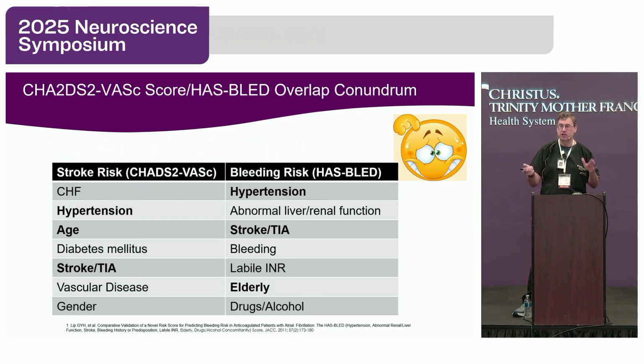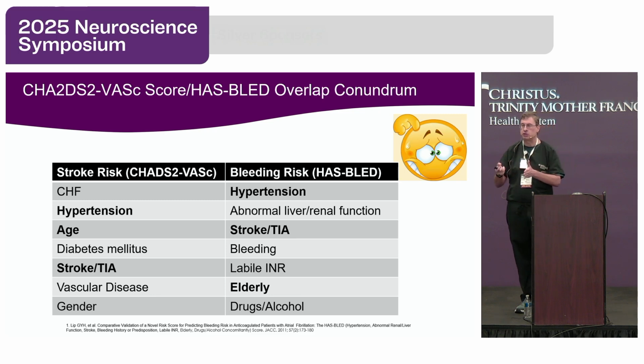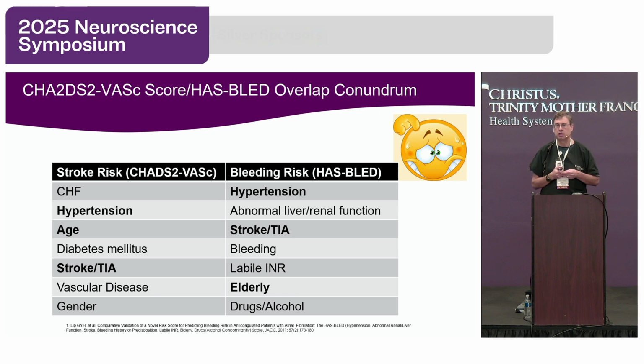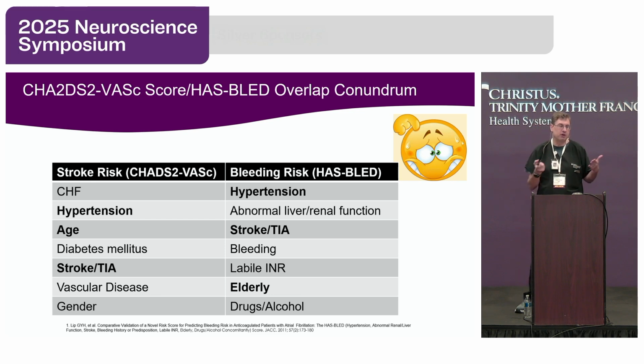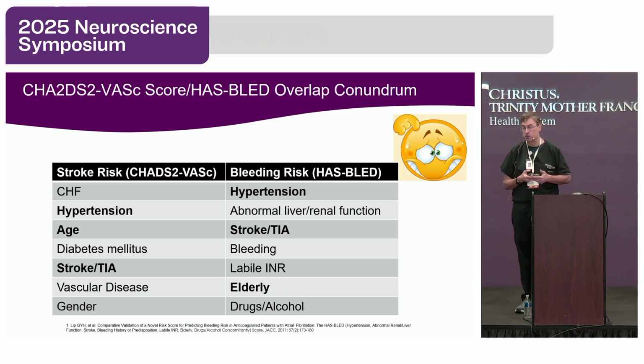So as I mentioned earlier, there is a conundrum. There's a lot of overlap between the risk factors for a CHA2DS2-VASc score. Again, hypertension, age, stroke, TIA. These are things that are going to place you at high risk for stroke, but they're also going to place you at high risk for bleeding. So there is a score that we use called the HAS-BLED score that can estimate your bleeding risk over the next 5 to 10 years. In general, if you have a high CHA2DS2-VASc score, you know that you also have a high HAS-BLED score and that the patient is going to be at higher risk for bleeding.